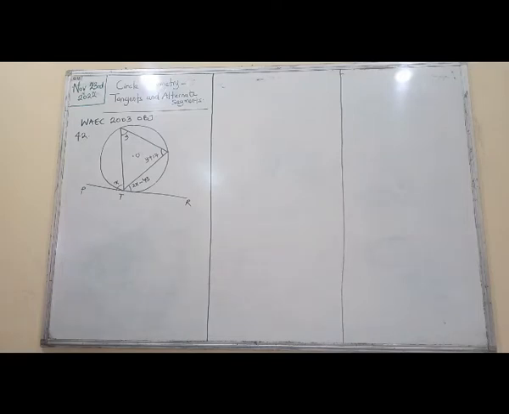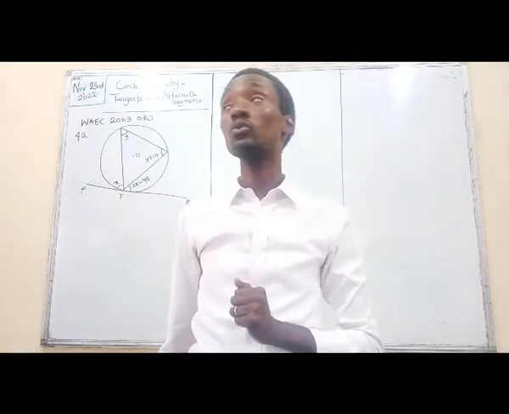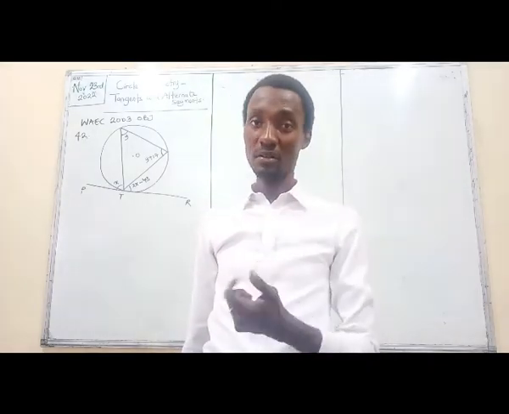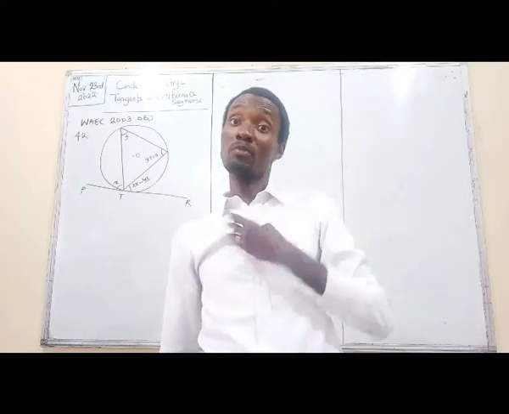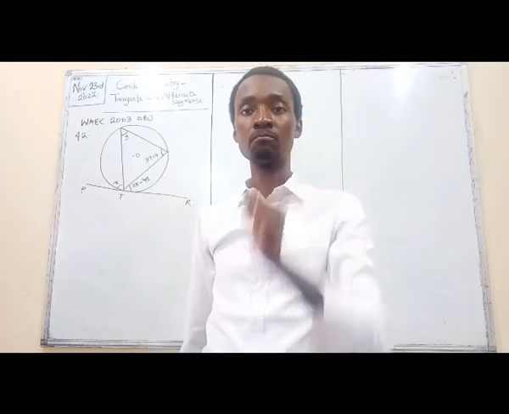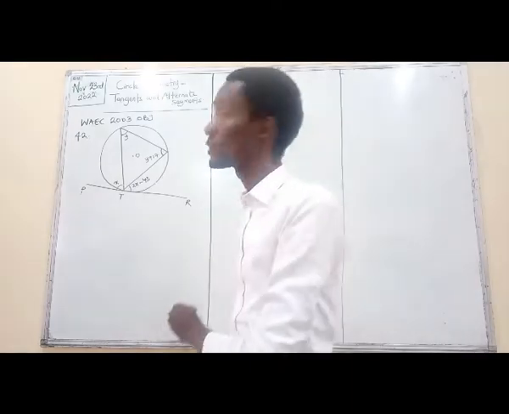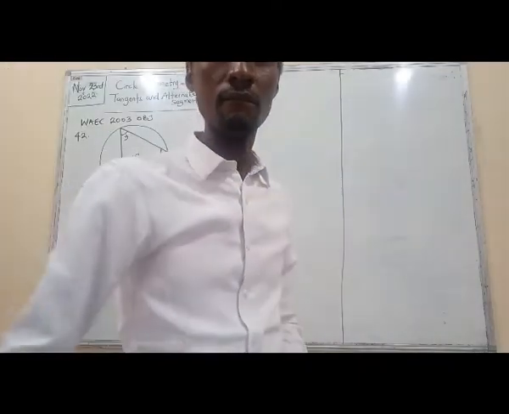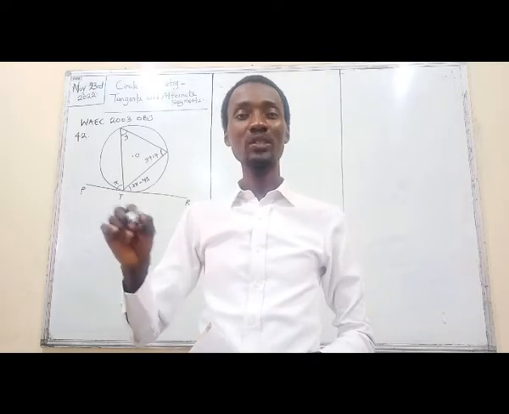Now, when I handle circle geometry, I look at it from two perspectives. There is a perspective that talks about arcs, chords, and cyclic quadrilaterals. I'll say again: arcs, chords, and cyclic quadrilaterals. That forms part one of what you may call circle theory or circle geometry. There is a part two I call tangents and alternate segments.